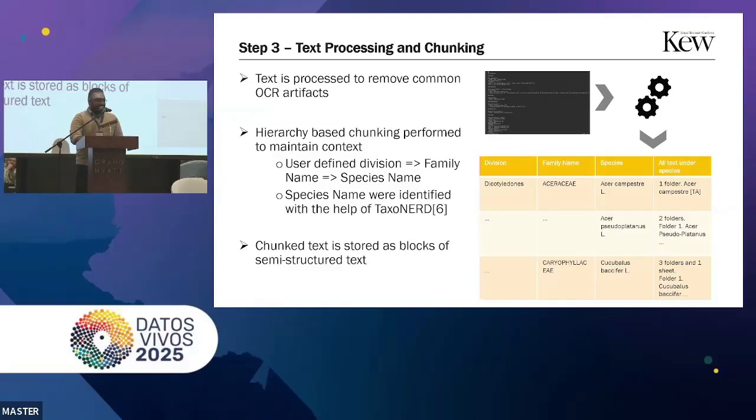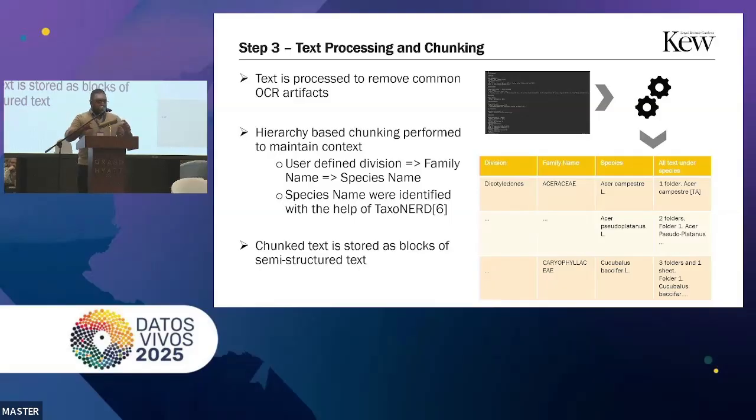The main problem was contextual blocks. So these were then split down by specific species names, and these species names were identified using the taxonomic library. The chunk texts are also stored as text blocks of information. Each text block, like in the table there, will contain the division, the family name, the species, and everything under that species.